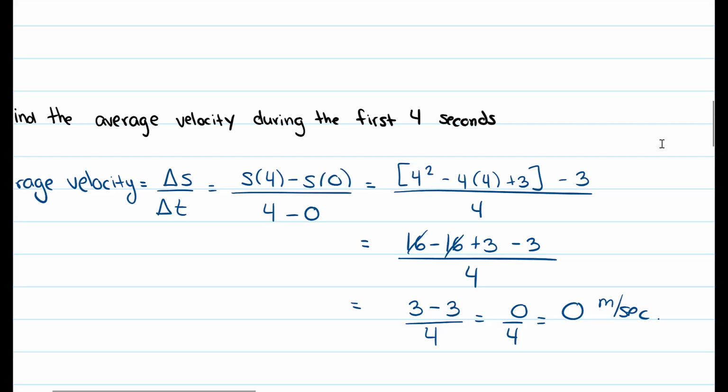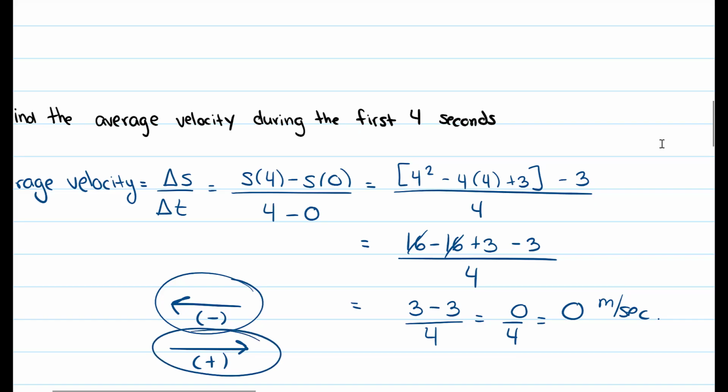I know what you're going to ask: how can something that's always moving have an average velocity of 0? Well, that's because as the particle moves backwards, the velocity is negative, and as it moves forward, it's positive. So in the first 4 seconds, it's going to travel at an equal speed backwards and an equal speed forward, and they're going to cancel each other out.